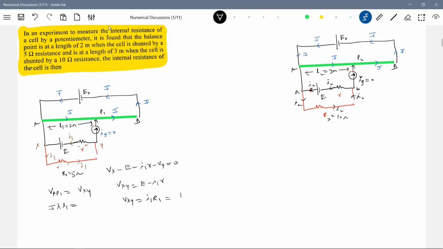So what is I1 further? You can write it as E by R plus R1. So this you are going to write it here.